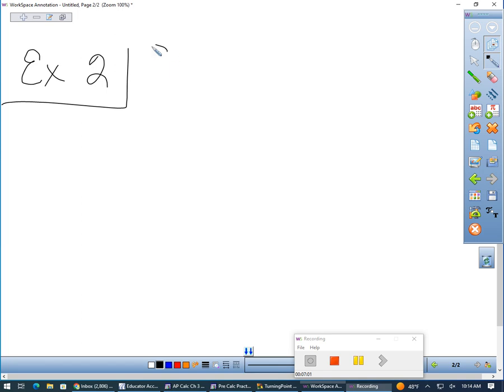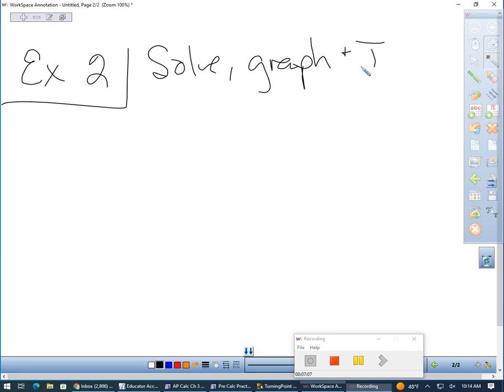Example number 2, again, I'm going to ask that you solve, graph, and write in interval notation. And maybe we have something that looks like this: 3 is less than 4p minus 5, less than or equal to 15. This is an and problem because where do you see the variable? It's sandwiched in the middle, isn't it? Okay, so this is an and problem. Now, whatever we do to the middle to get p by itself, you have to do to both ends.